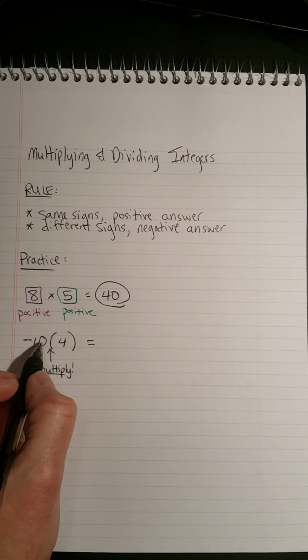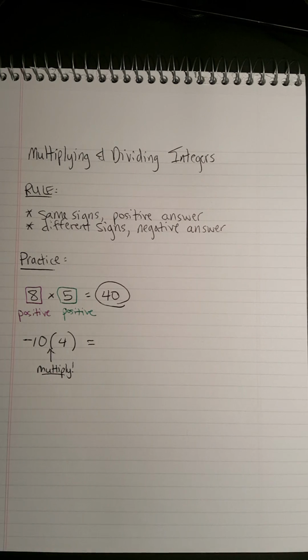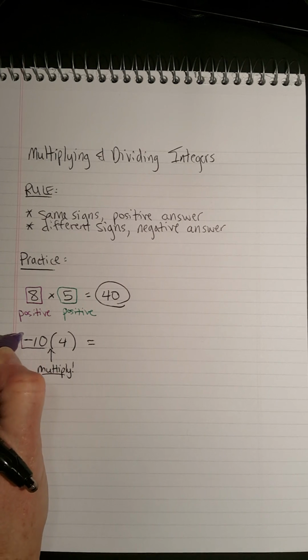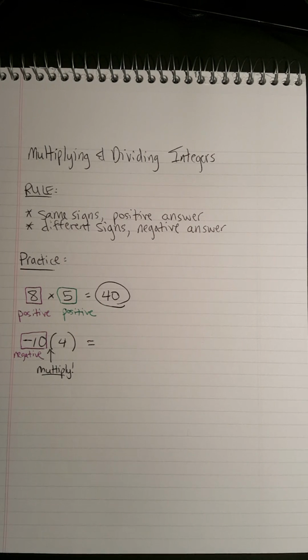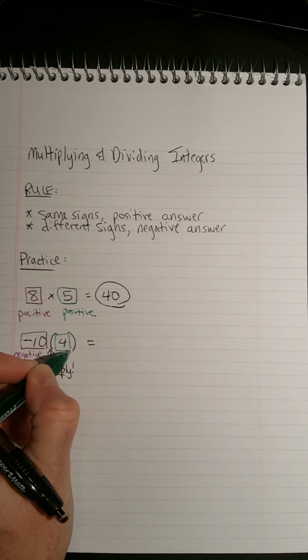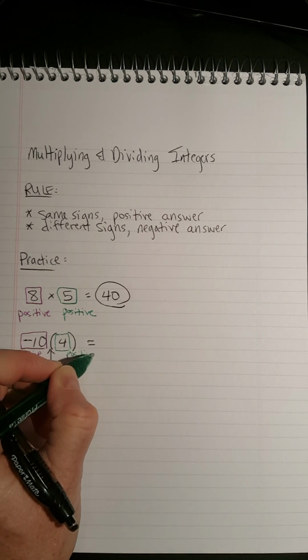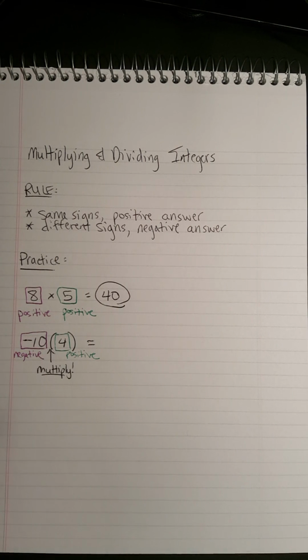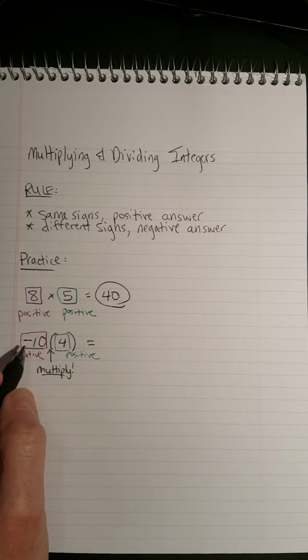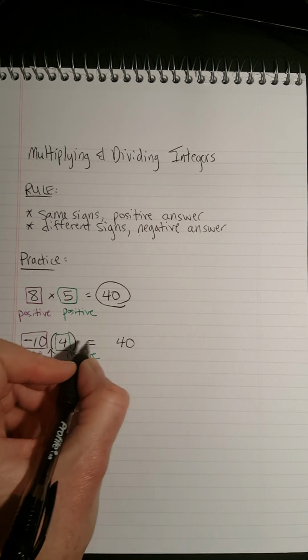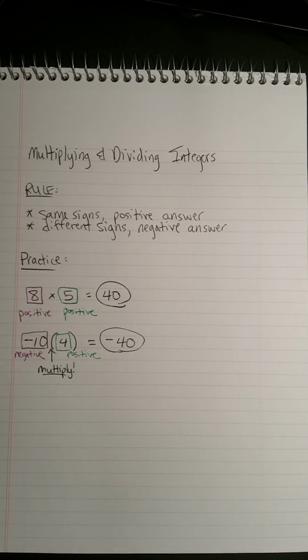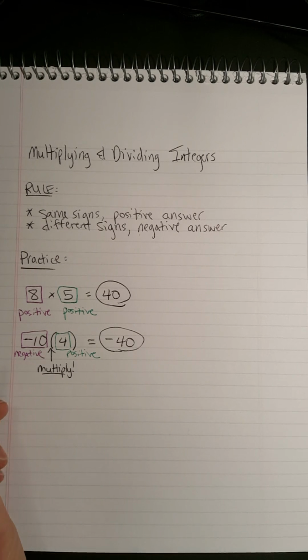So for multiplying, again, let's box these up. -10 is negative, and 4 is positive. One is negative and one is positive, so they have different signs, so we're going to have a negative answer. This is going to be 10 times 4, which is 40, and different signs again, so a negative answer. Okay, let's try another one.